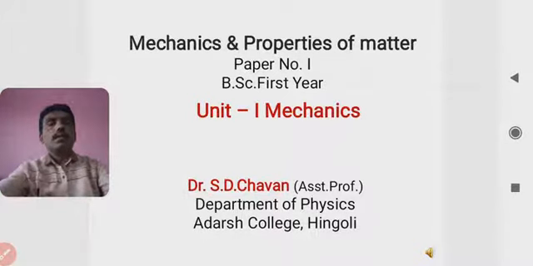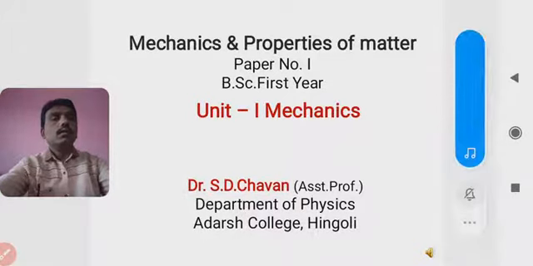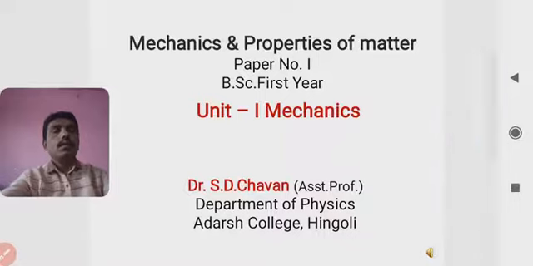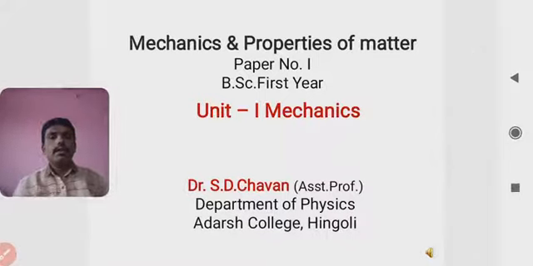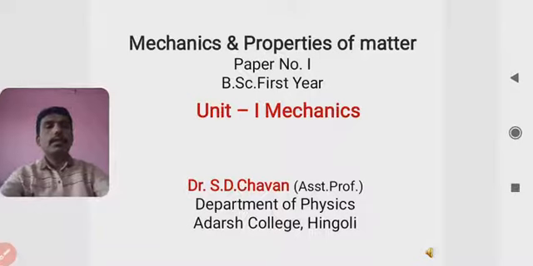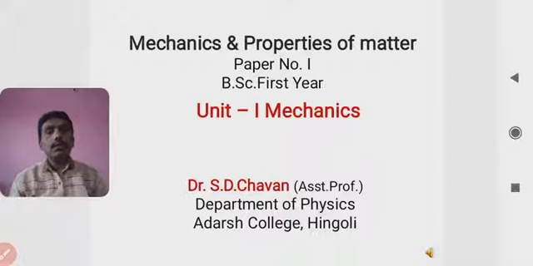Hello everybody. Once again I am here with you for the first session and the first unit, which is related to our paper, mechanics and properties of matter. Unit number 1 is mechanics, and what exactly it contains, or what it means to be mechanics, we will see in detail.